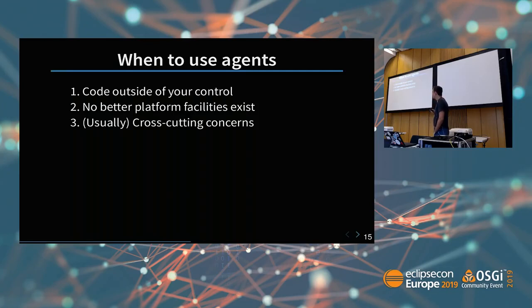The second point is no better platform facilities exist. What I'm trying to say is that mostly Java agents are a last resort. Whether you're using OSGi or another platform, there probably are various services that allow you to do what you want to do in a simpler way. And usually those are cross-cutting concerns, so you do not have a tiny little piece of code that you want to change. You want to change a global aspect of your application.